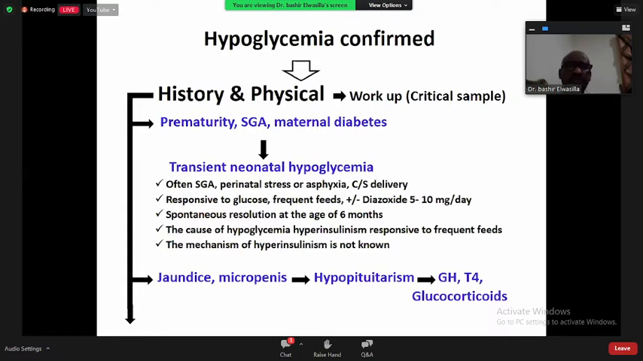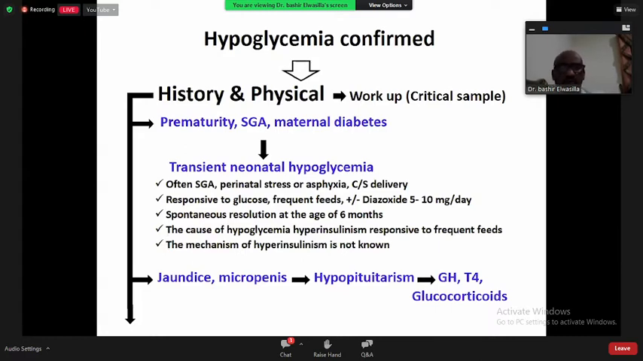But about history and physical examination, you have to look, as we mentioned, for a cause discussed a few minutes ago: prematurity, small for gestational age, and maternal diabetes, because usually these can present with transient neonatal hypoglycemia, which we call transient neonatal hyperinsulinism. This also usually occurs in small for gestational age due to perinatal stress or asphyxia, and is seen frequently also in cesarean section deliveries.